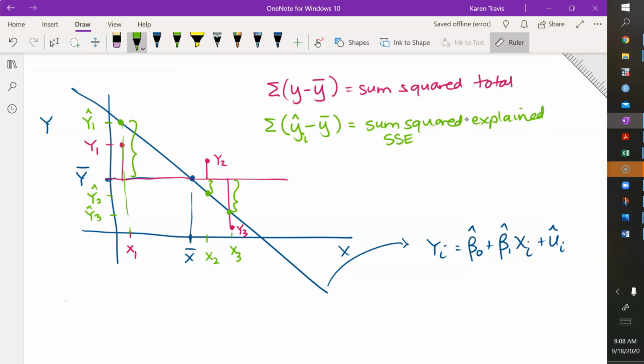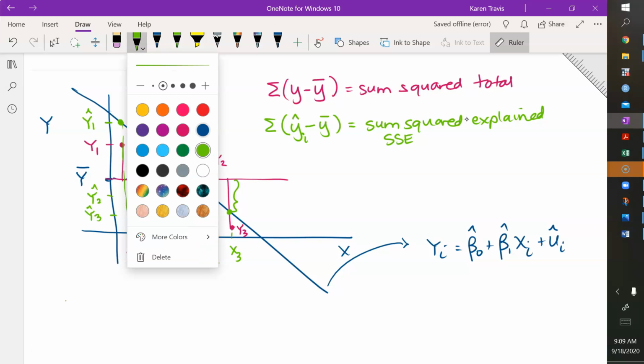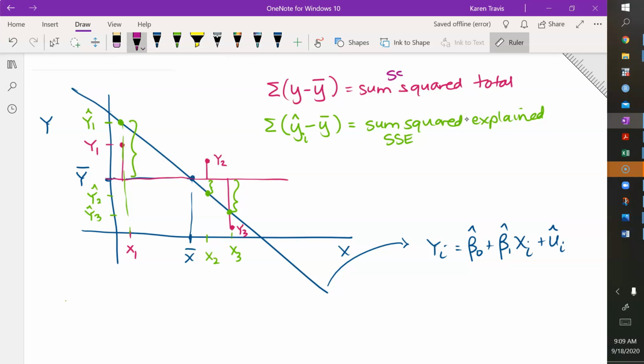So why is it explained? It's saying that green bracket is the measurement that the model is telling me is how far y is away from y bar given that x. So the model is explaining that amount of variation, whereas the actual y's compared to the y bars is the actual variation is from my sum squares total, my SST.